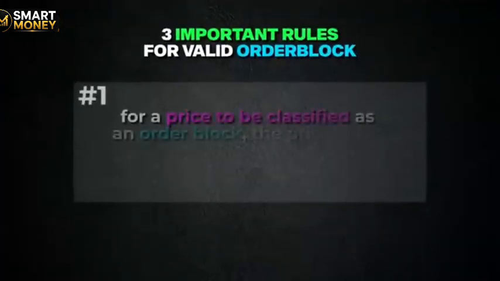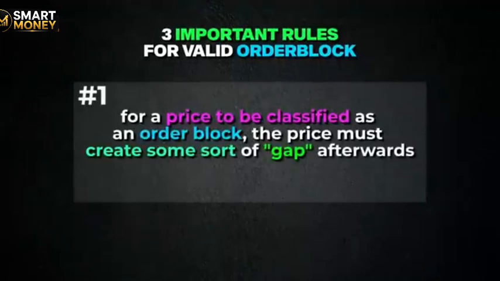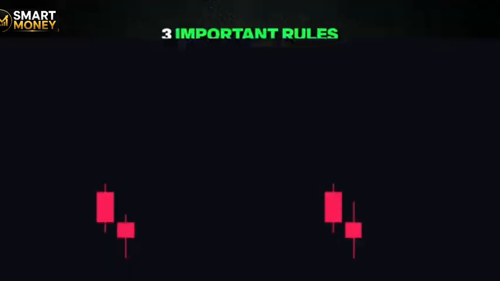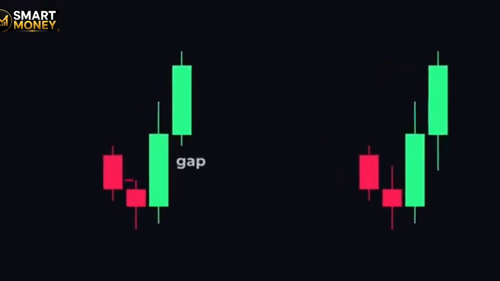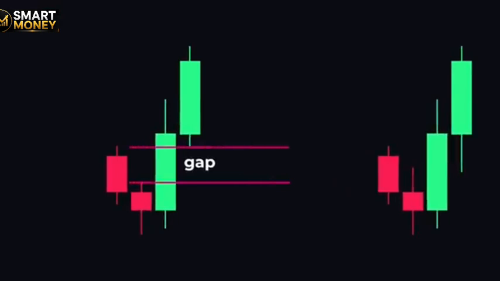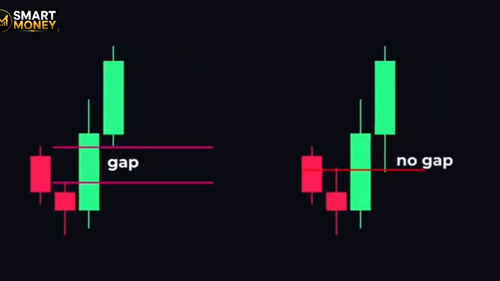Rule number 1. For a price to be classified as an order block, it must create some sort of gap afterward. This gap is what people refer to as inefficiency or imbalance. So, anytime you hear these terms, it simply means gap. Let's see an example so you can understand better. Here we have 2 similar price movements. Both moved upward significantly. However, notice the key difference. The one on the left has a gap between the first candle's upper wick and the third candle's lower wick, while the one on the right doesn't have it, as the wicks are intersecting with the candle's full body.